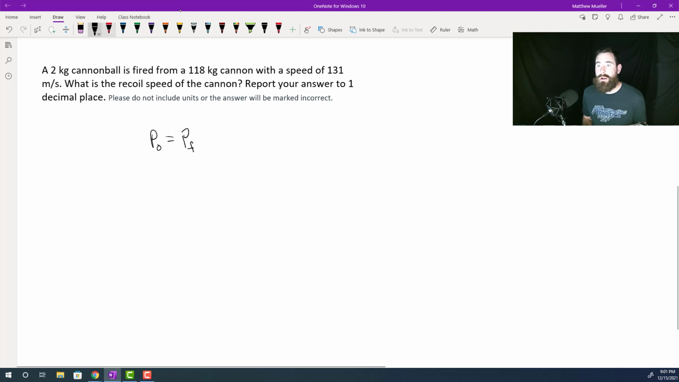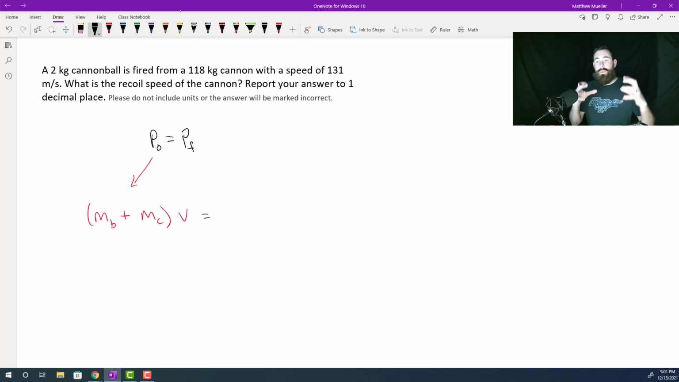Now, if we think about our initial situation here, the cannonball and the cannon are together. So we're going to have our combined masses here. We're going to have the mass of the cannonball with B, and then the mass sub C is going to be our cannon. So we have the combined mass, and then we're going to have that velocity. So that's going to be our starting one. Again, momentum is mass times velocity. This is an inelastic situation to start. Inelastic meaning they're together. So the masses are combined, and we have one velocity.